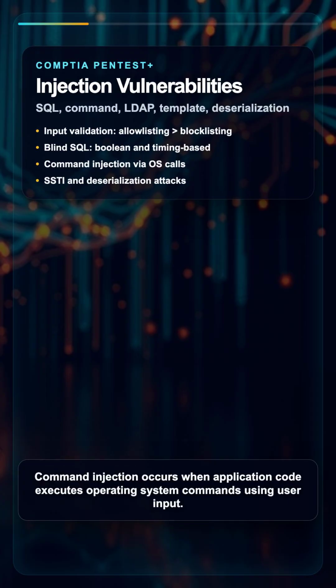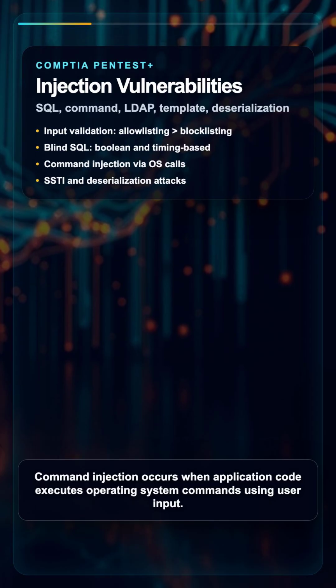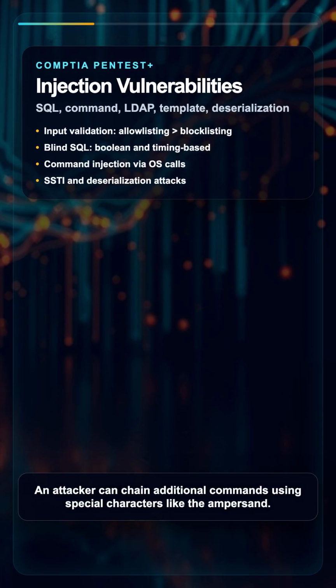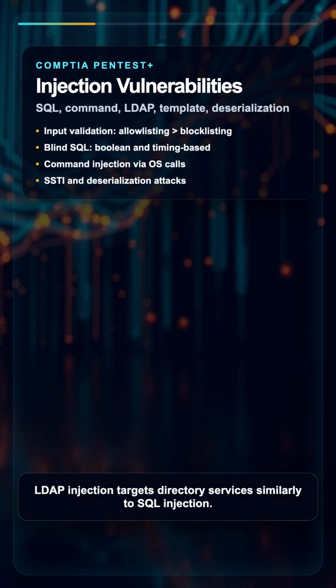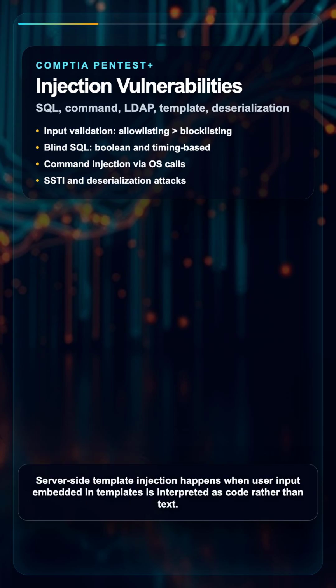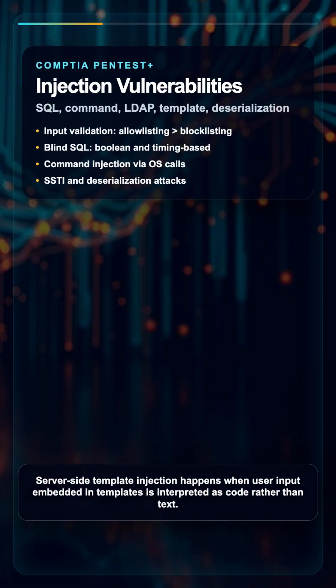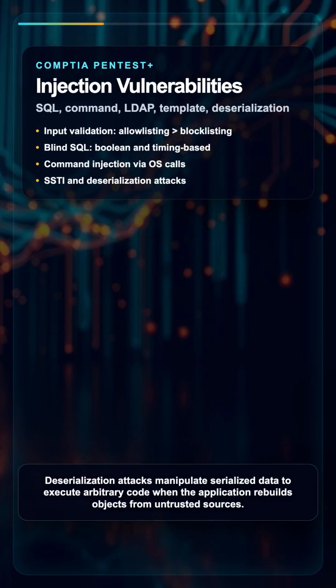Command injection occurs when application code executes operating system commands using user input. An attacker can chain additional commands using special characters like the ampersand. LDAP injection targets directory services similarly to SQL injection. Server-side template injection happens when user input embedded in templates is interpreted as code rather than text. Deserialization attacks manipulate serialized data to execute arbitrary code when the application rebuilds objects from untrusted sources.